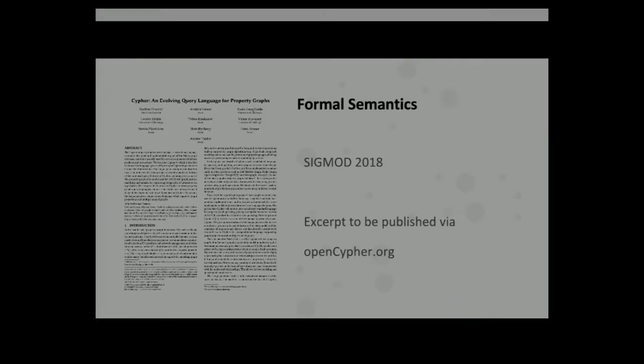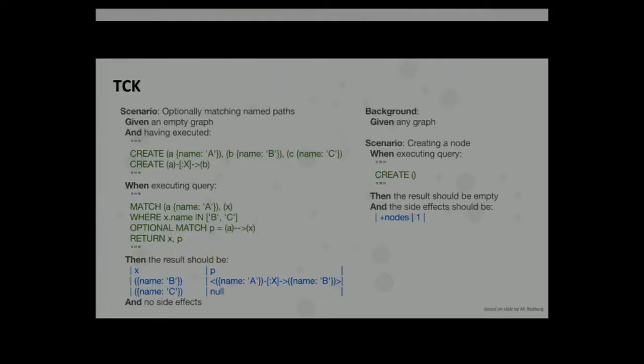Two of these artifacts I'd like to highlight. We just got notification that our SIGMOD paper on the formal semantics of Cypher has been accepted, so there's now a proper mathematical definition of the semantics of Cypher, which is very important for implementers and also for proper academic treatment of the language. Probably not the paper, but an excerpt of the paper is going to be published on OpenCypher.org.